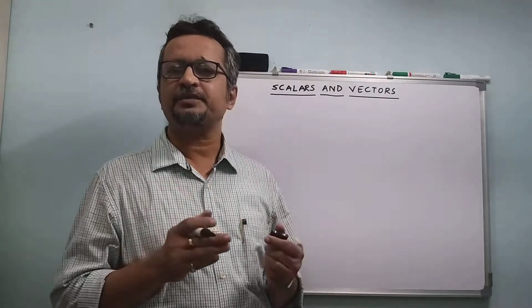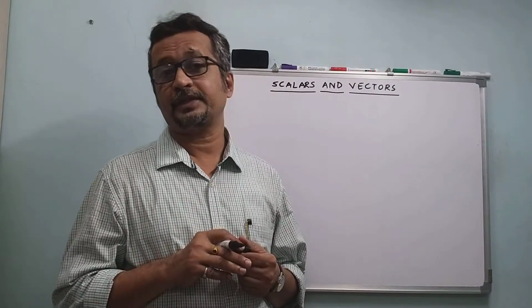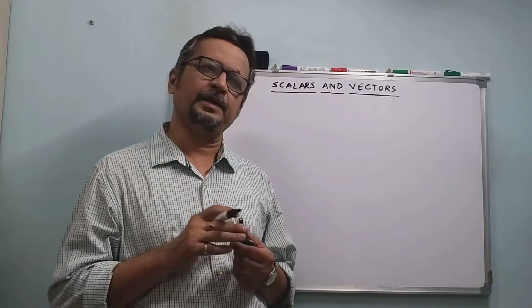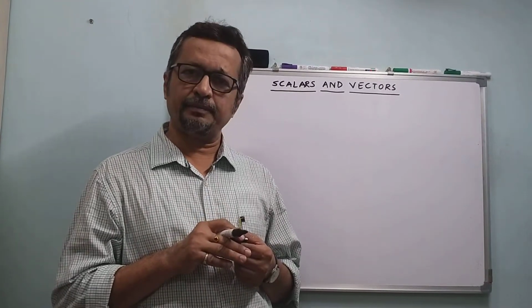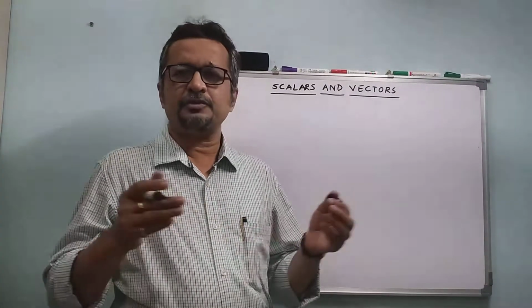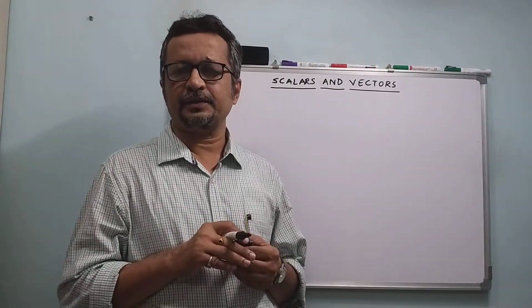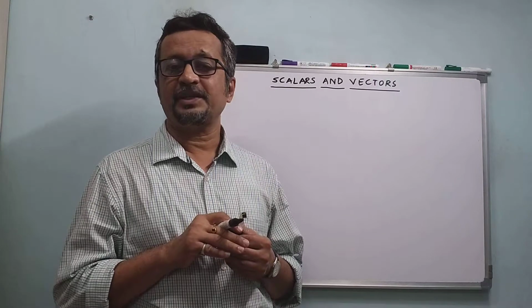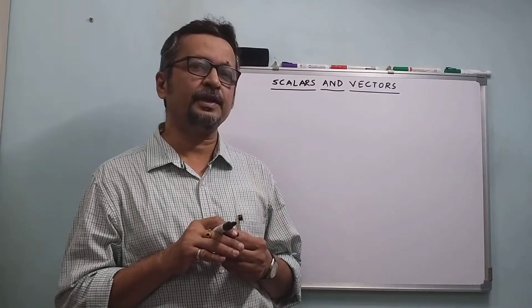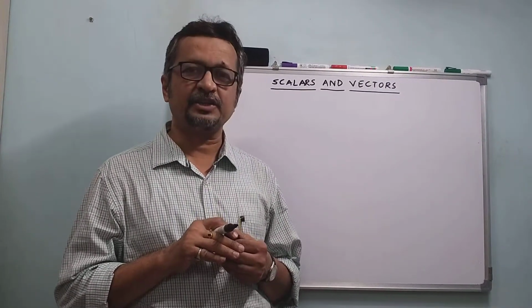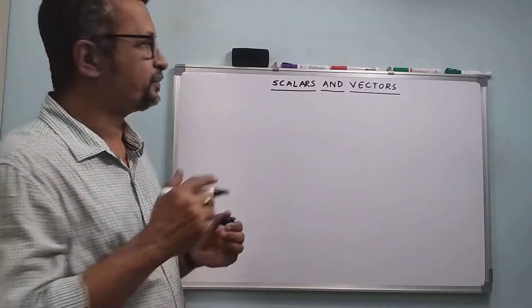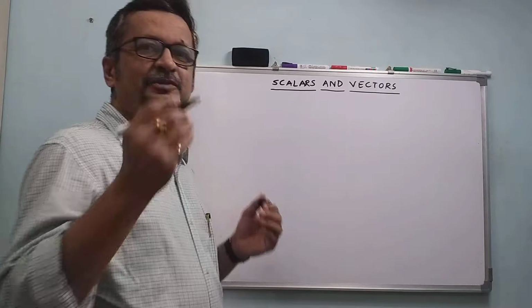We just need to specify the magnitude of that. For example, 15 centimeter, or mass of this marker is again 15 gram. So I don't have to specify any direction for that. Such physical quantities are called scalars. But then there are some physical quantities where you need to mention direction of that. For example, force or velocity of a body, or then displacement.